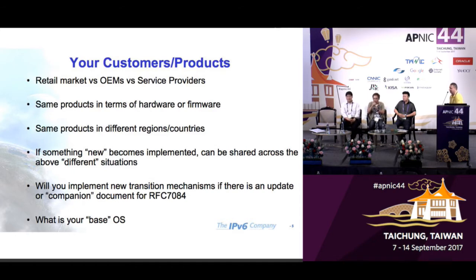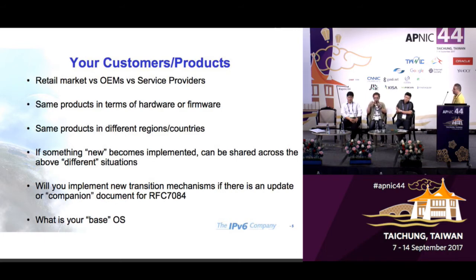In the first question, our company sells products in the retail market and to service providers. They are our customers. Second, we could buy different hardware or different firmware worldwide. We may sell the same products in the same region, but a different region or different country may have different firmware.